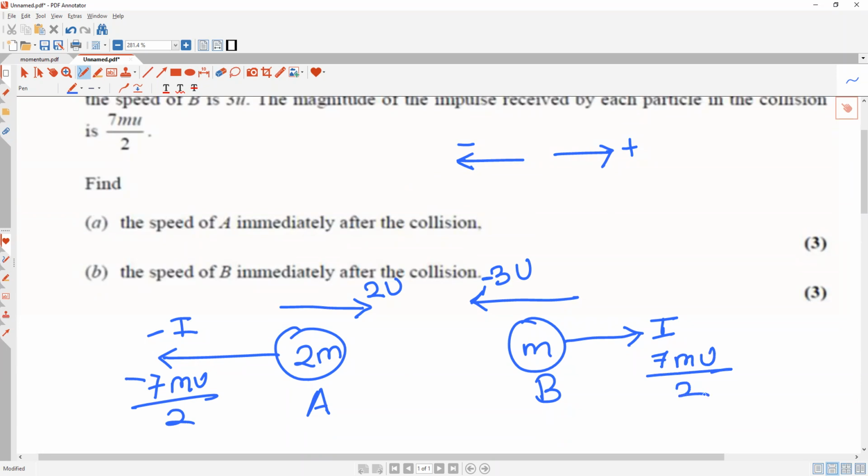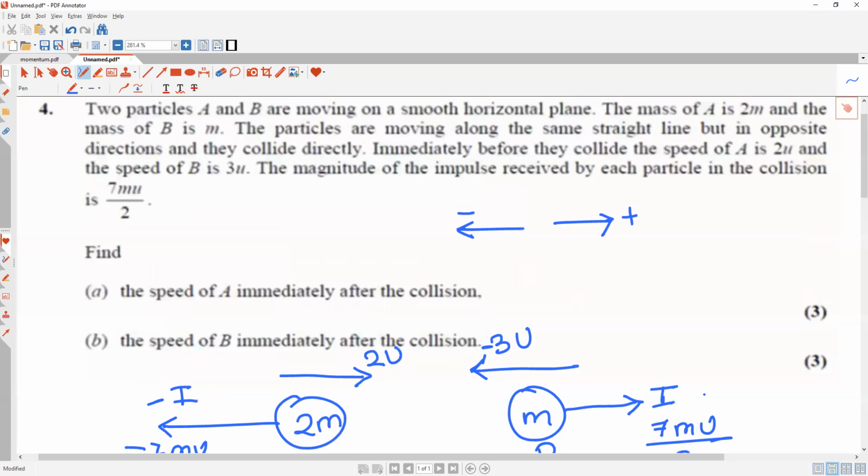Shirin, tell me whether you understood the impulse labeling part. Yeah. Okay.